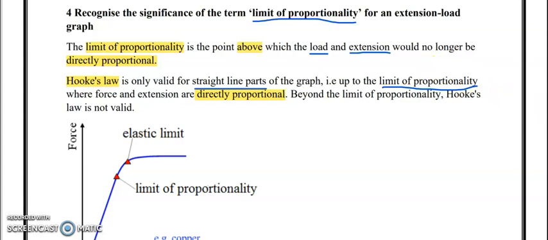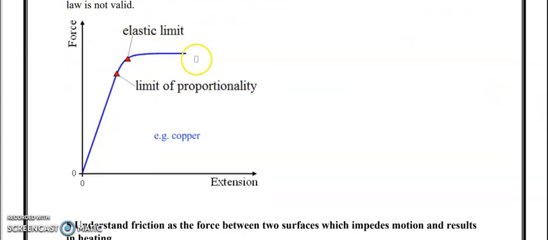Let's take a look at this to understand what I am talking about. If you look at this point here, this part is straight, so the force and the extension are directly proportional to each other. But when the limit of proportionality, this point, is reached, the force is no longer directly proportional to the extension. Hooke's law is no longer observed. Don't worry about the elastic limit. It's not in your syllabus, so we're not going to talk much about it.